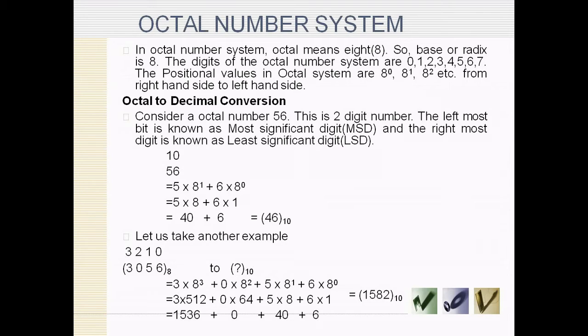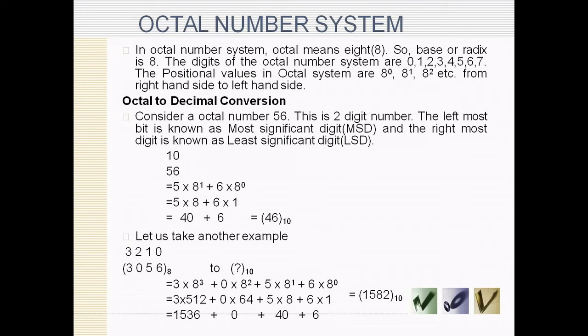Now we will convert the octal number system, octal to decimal. In the octal number system, octal means 8. So the base or radix is 8. The digits of the octal number system are 0, 1, 2, 3, 4, 5, 6, 7. The positional values in the octal system are 8 to the power 0, 8 to the power 1, 8 to the power 2, etc., from right hand side to left hand side.